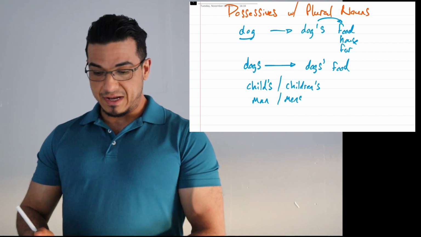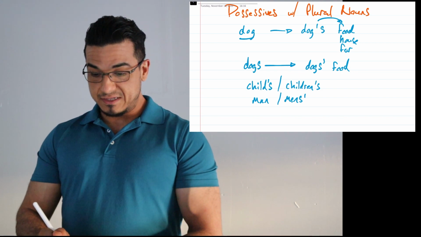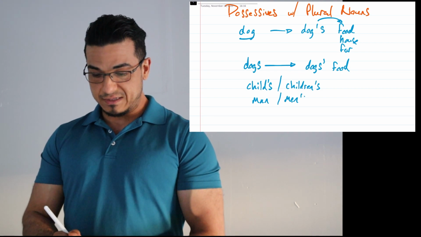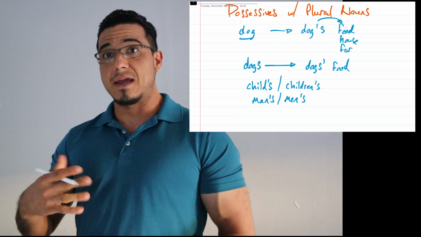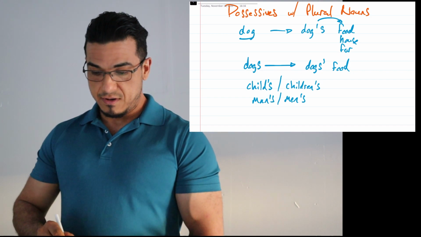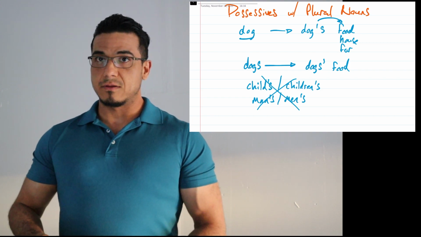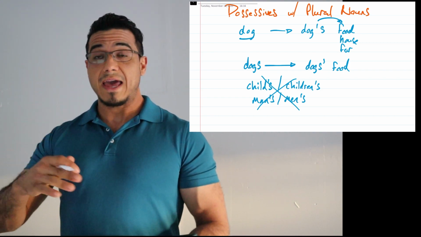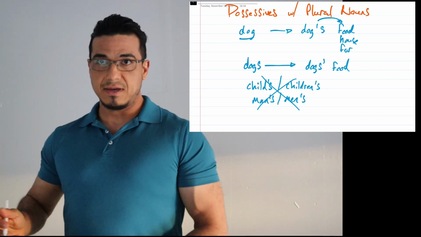It wouldn't be S apostrophe, no. Because it is irregular, you're going to treat it as you normally would with apostrophe S for both singular and plural. However, not in the case of irregular words, such as just those two examples. You're going to add the apostrophe after the S.